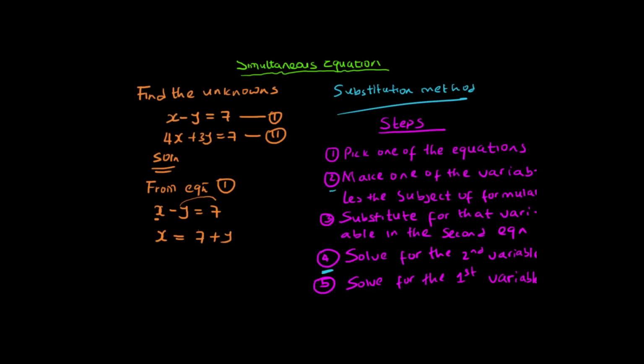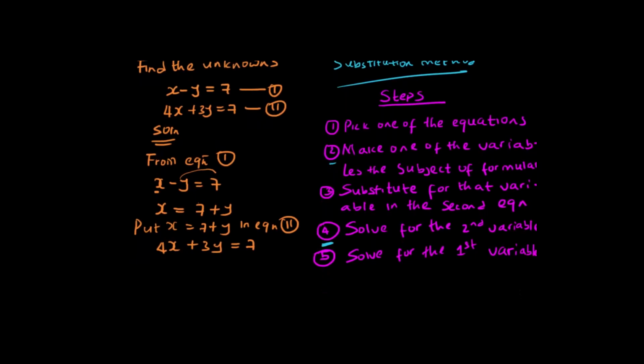Step 3, substitute for that variable in the second equation. So I say put x equals to 7 plus y in equation 2, because equation 2 is the second equation. Now remember, I said after writing this, you have to first and foremost write the equation. So I have 4x plus 3y equals 7. Now when they say put x equals to 7 plus y in equation 2, it means anywhere you see x, you are supposed to call it 7 plus y. So I have 4, I can see x here, so I put 7 plus y, then plus 3y equals to 7.